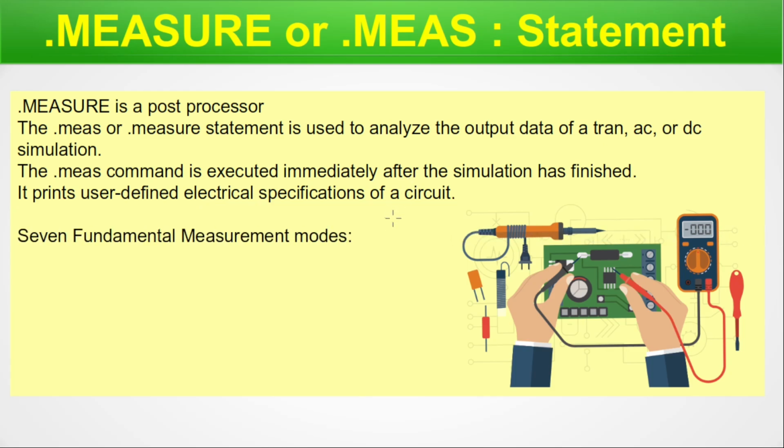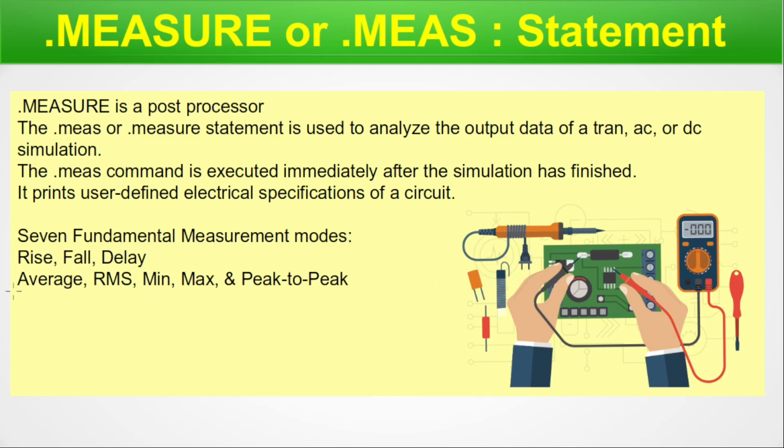There are 7 fundamental measurement modes. So there are 7 categories of things that we can measure. That means we can electrically characterize with the dot measure or the measure command or the measure philosophy, you can say. What are these? Let us see. First one is the rise fall delay. Next one is average, RMS, mean, max.